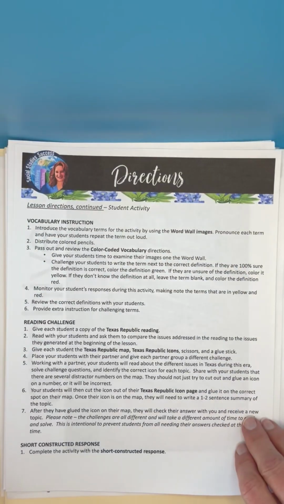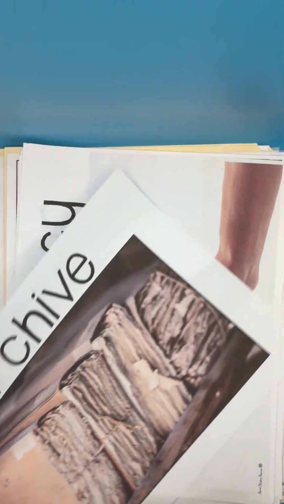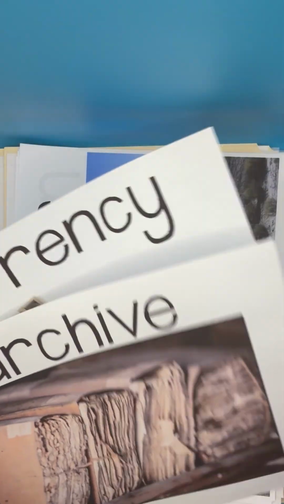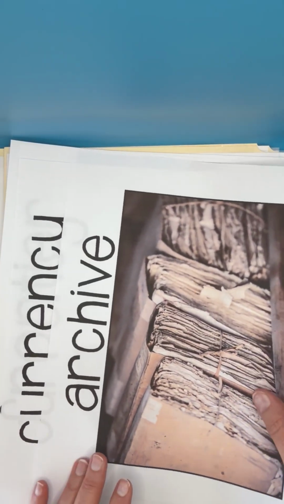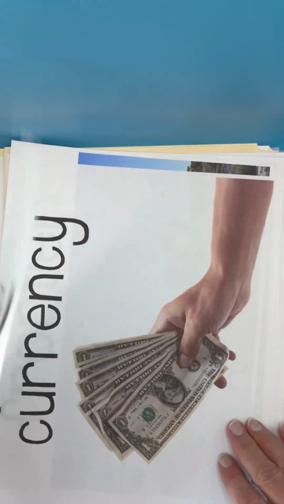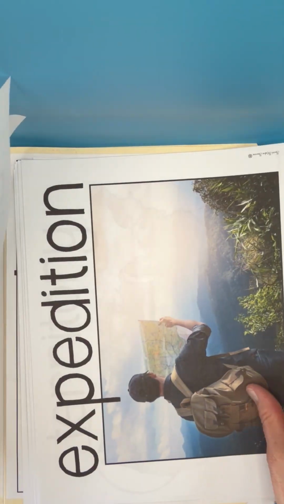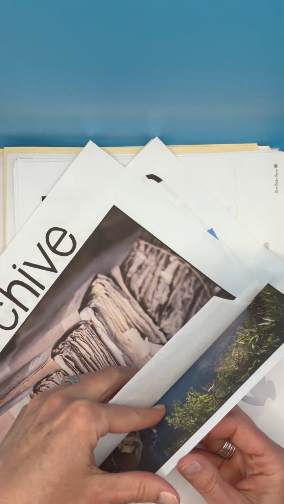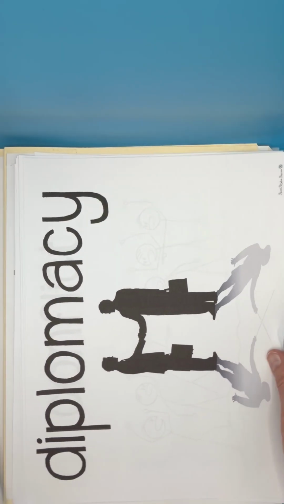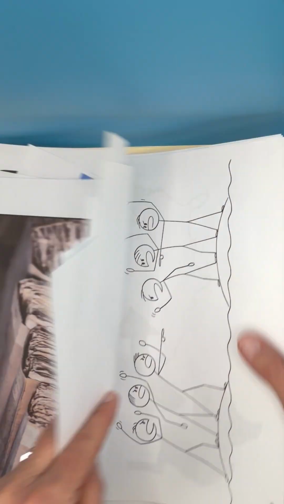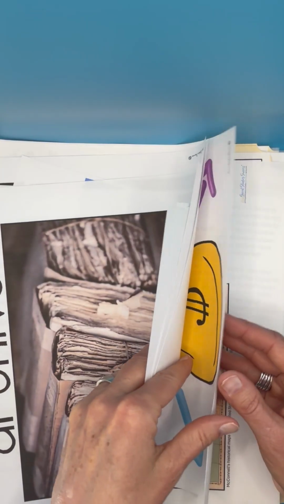All right. So here's how this lesson starts, and it has some more directions here. We're going to start off with vocabulary development. Let's take a look at the 9 vocabulary words that students are going to be exposed to. And so we've got archive, and we've got currency, and we've got frontier, and expedition, and territory. We've got diplomacy, conflict, annexation, debt. Those are the 9.